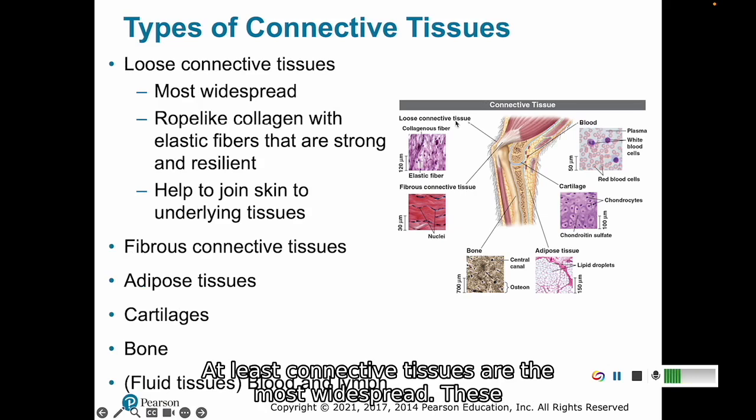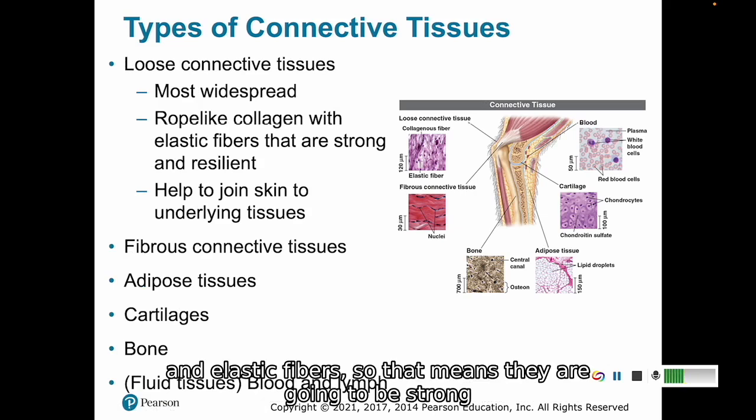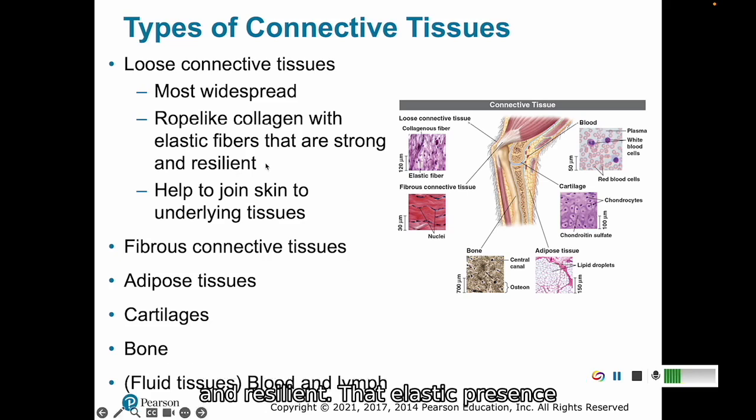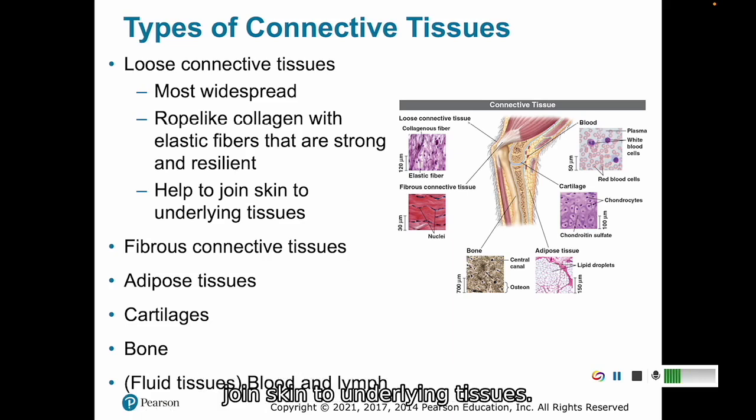Loose connective tissues are the most widespread. These have rope-like collagen and elastic fibers. So that means they're going to be strong and resilient. That elastic presence is going to allow them to spring back into shape. They help join skin to underlying tissues.